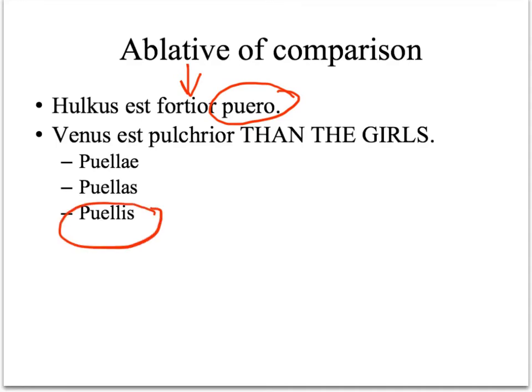So what's the difference between the ablative of comparison and the ablative of degree of difference? How are you going to know which one? Notice the ablative of comparison is usually a noun. Whereas when we're talking about the ablative of degree of difference, we're talking about some sort of noun that includes a measurement.